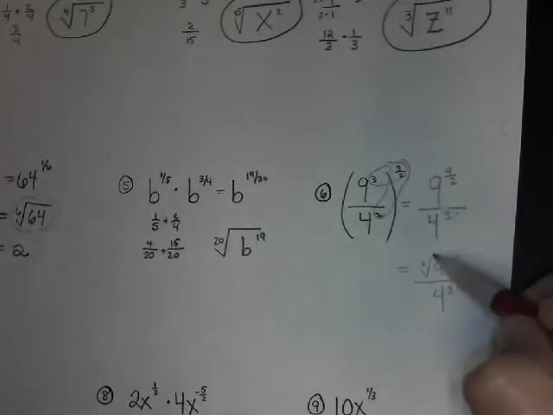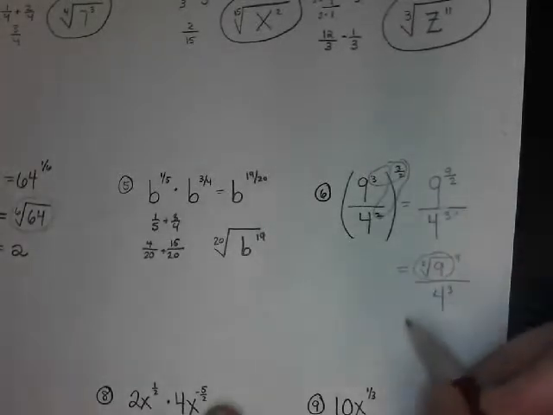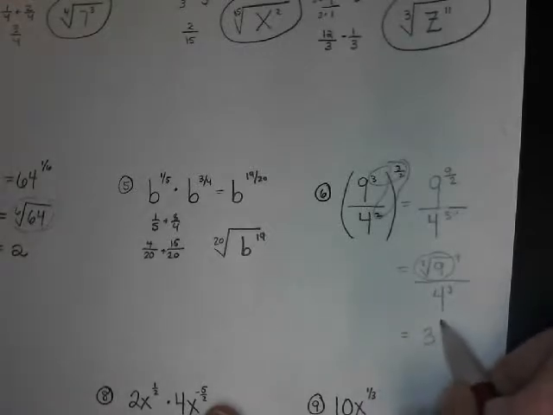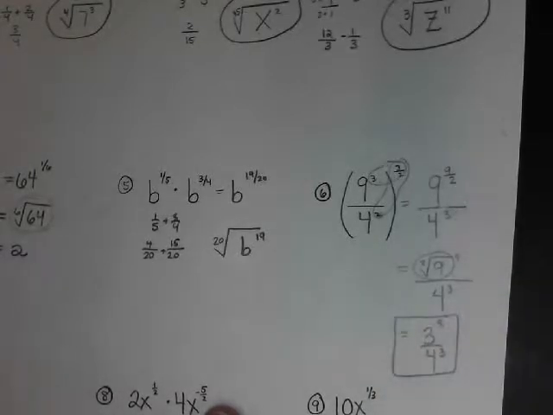And I'd be pretty good, but I'm pretty sure you all know as well as I do that the square root of 9 is 3. So 3 to the 9th power over 4 to the 3rd power would be the simplest. We can't do any subtraction here because we do not have common bases.